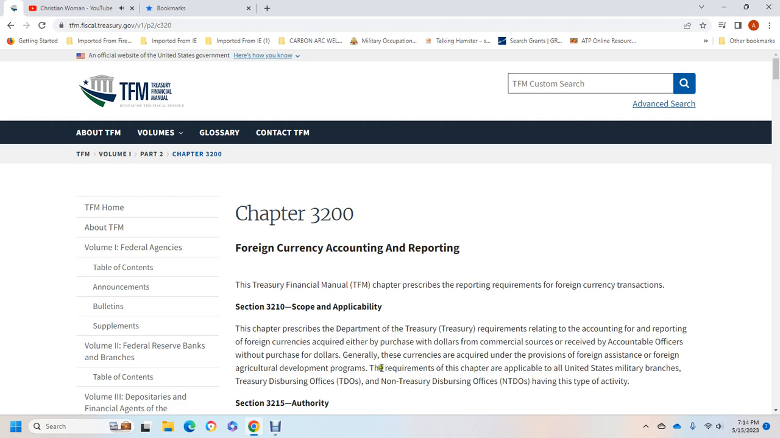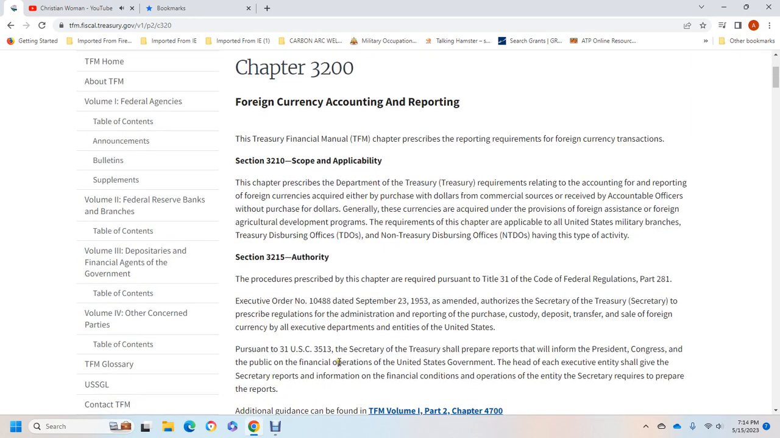Treasury disbursing officers and non-Treasury disbursing officers have this type of authority. Section 3215, authority for the prescriber, pursuant to Title 31, Code of Federal Regulations, Part 281, and Executive Order Number 10488, dated September 23rd, 1953, as amended, which authorizes the Secretary to prescribe regulations for the purchase, custody, deposit, transfer, and sale of foreign currency for all executive departments in the United States. Pursuant to Title 31 U.S.